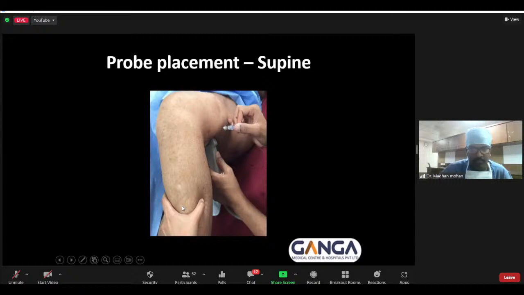And ergonomics wise, this is my least preferred position, because it is against gravity. You have to hold the ultrasound transducer, you have to give adequate pressure, and technically it is a little difficult, and you need more expertise.